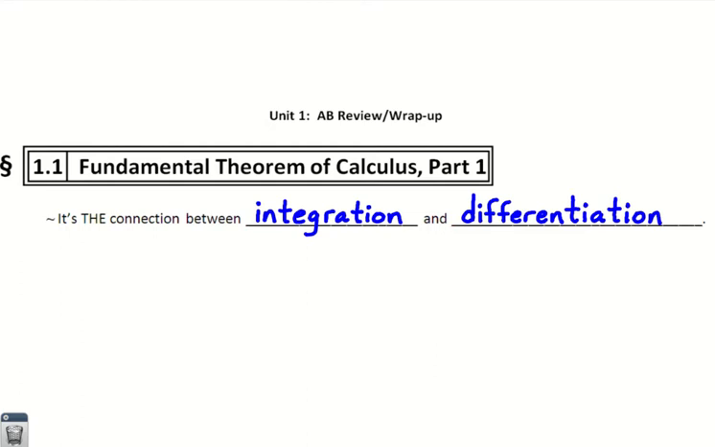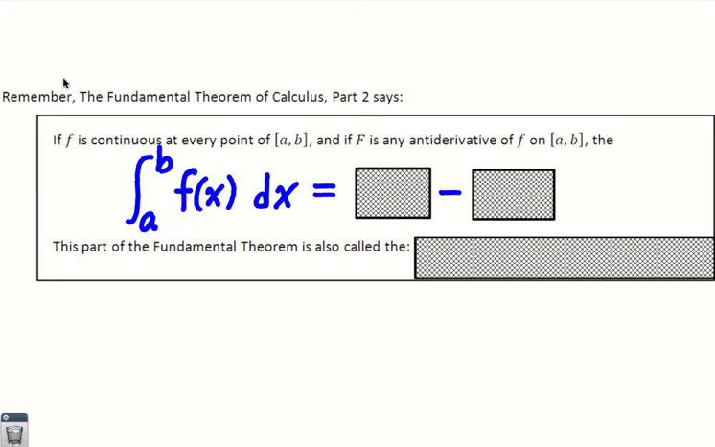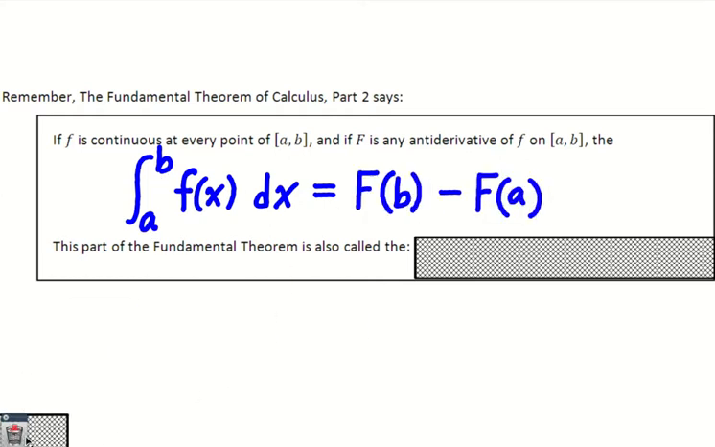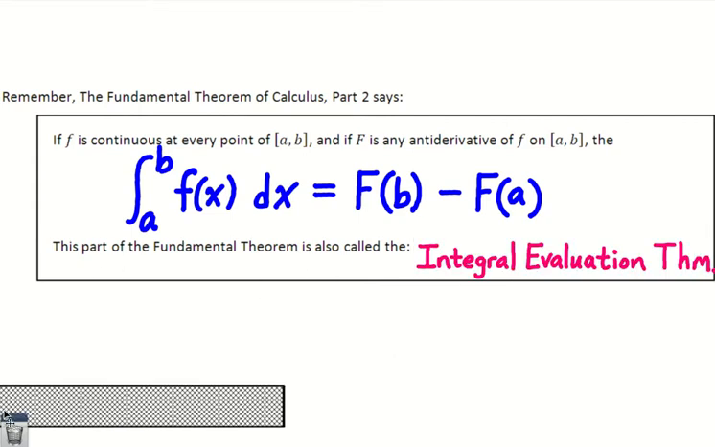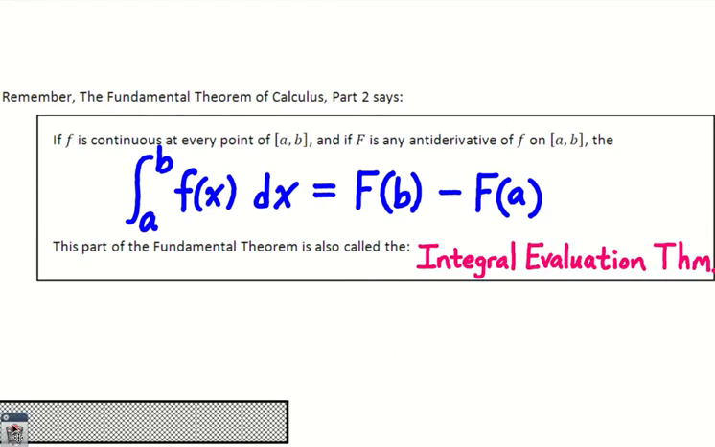And if you remember from AB, the fundamental theorem of calculus part 2 says that the integral from a to b of f of x dx is big F of b minus big F of a, where big F is basically the integral of little f. And this part of the fundamental theorem is also called the integral evaluation theorem.